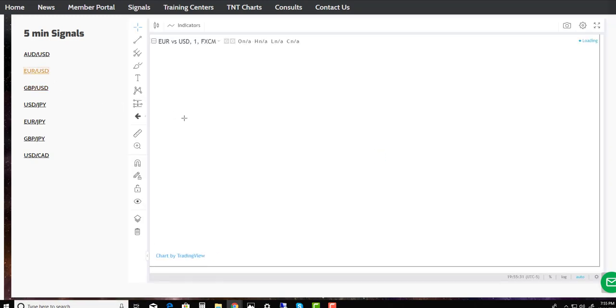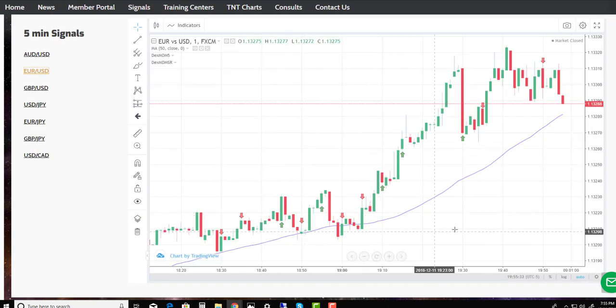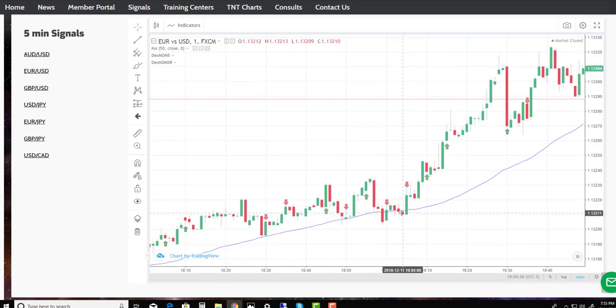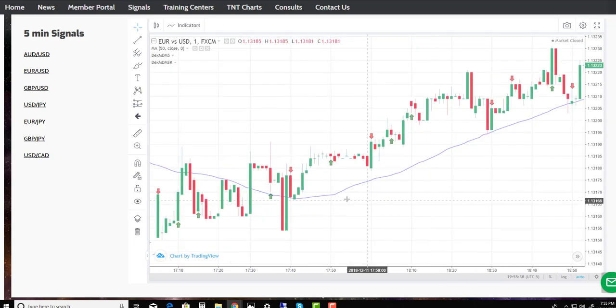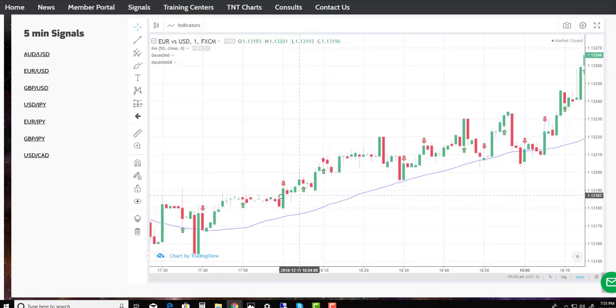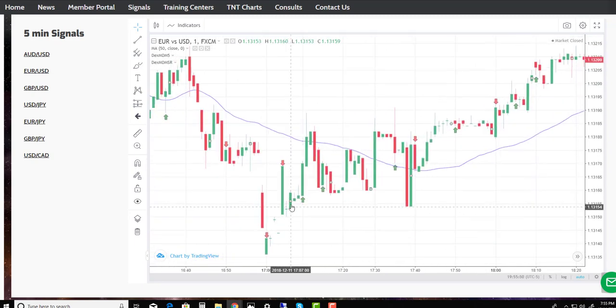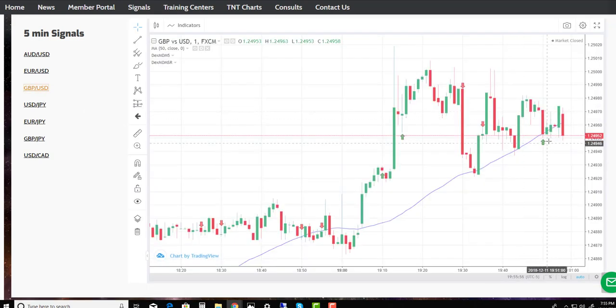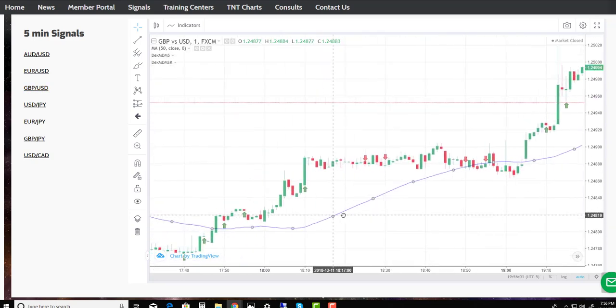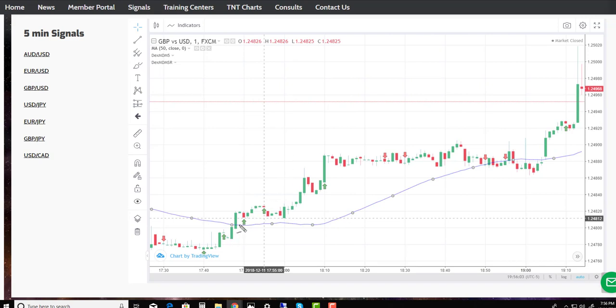Let's go over to the Euro USD. Not happening. Definitely didn't happen. Great Britain Pound USD. Nothing happening yet. There's one here. Price is above, arrows above. Place the price back to here. Boom. Then there's the win.